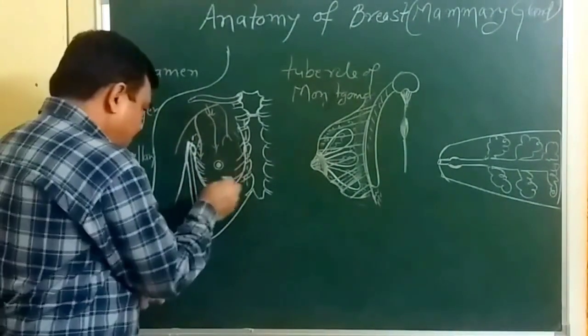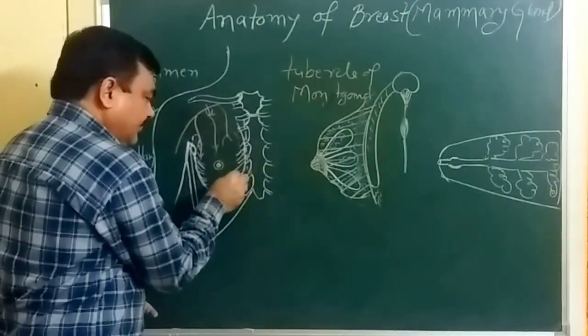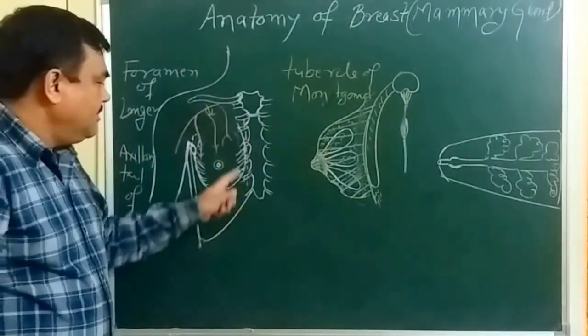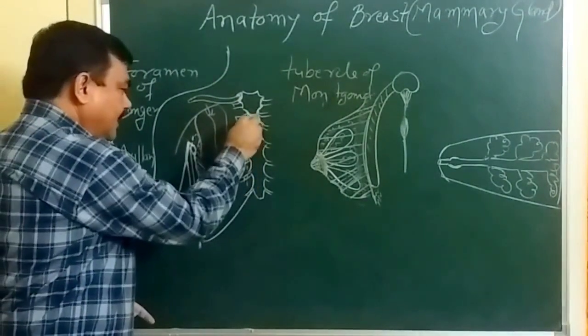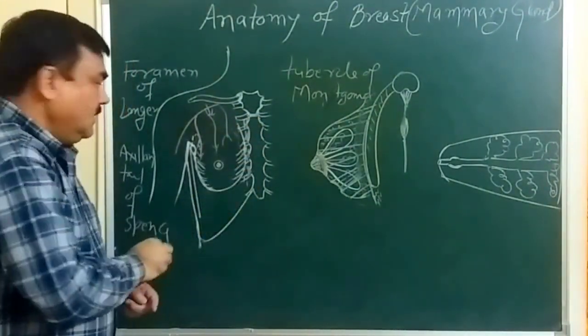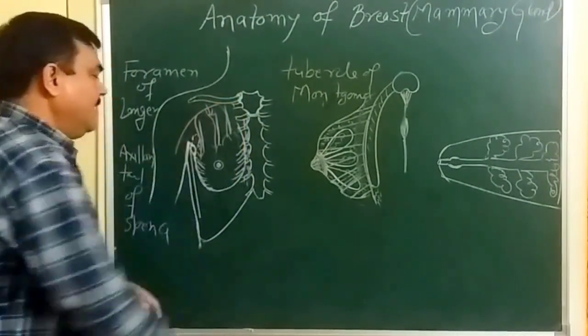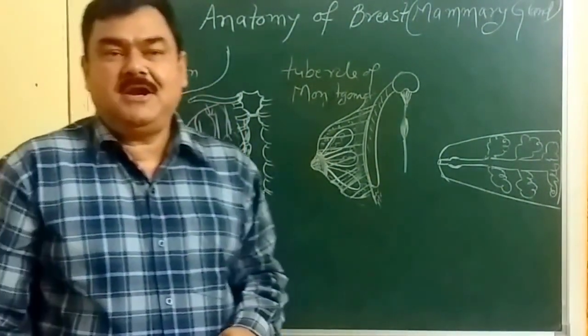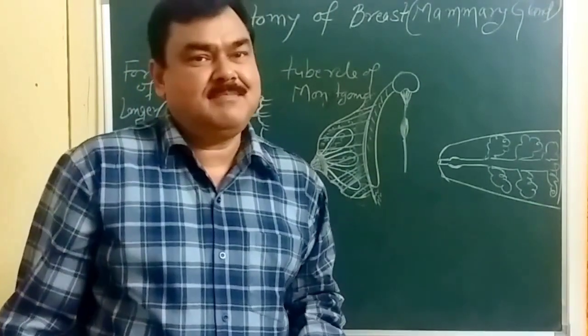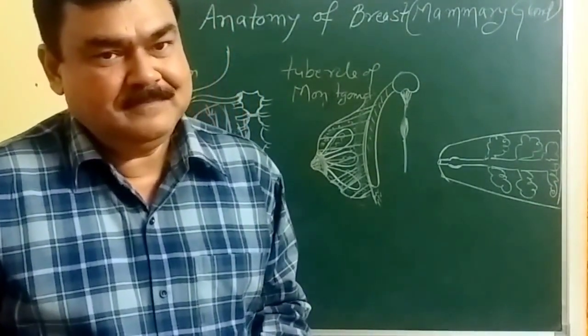Another thing, here are perforating veins which drain into the internal thoracic vein. Here are accompanying veins which drain to the axillary vein. So these are the arterial supply and venous drainage of the breast.